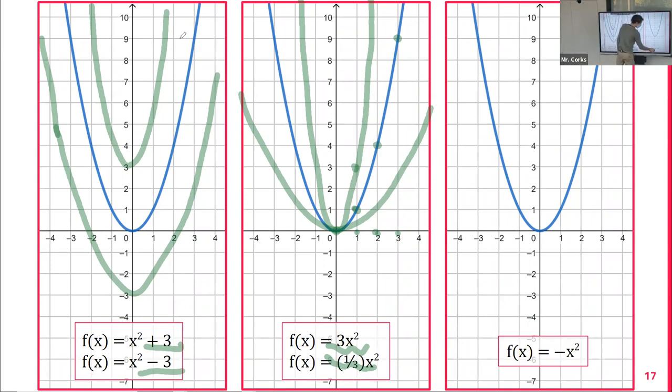And the last one, negative x squared. All right, the whole thing gets flipped upside down.